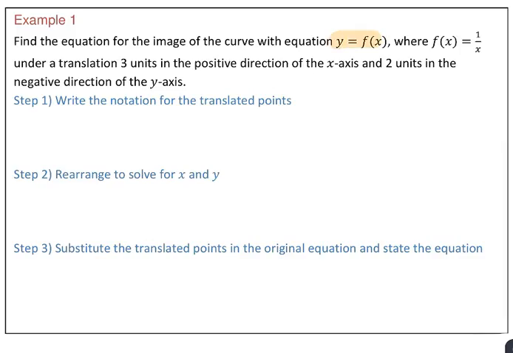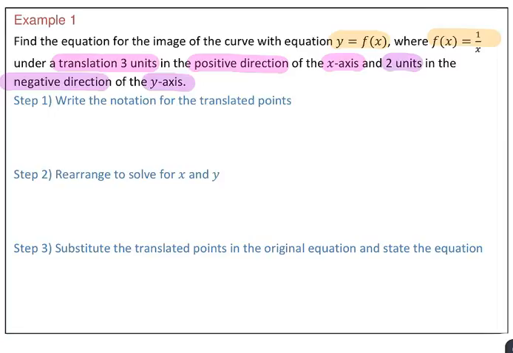Alright, example 1 asks us to find the equation of the image, i.e. like the y portion of the function, of the curve with the equation y equals f of x, where f of x is 1 on x, under a translation of 3 units in the positive direction of the x-axis, so 3 units positive or to the right, and 2 units in the negative direction, so 2 units down.